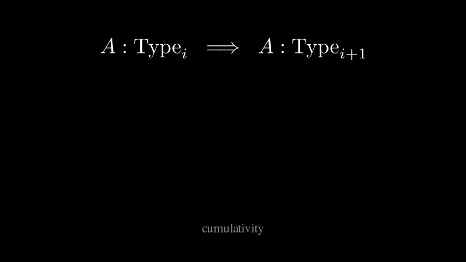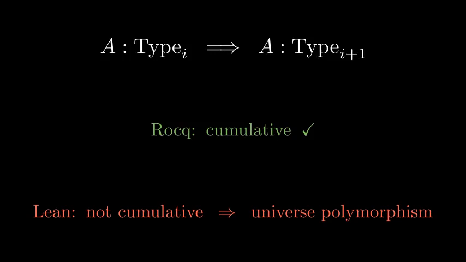One way to keep the tower workable is cumulativity. A type at level i is automatically a type at every higher floor. Rocq takes this route, so you can usually forget the level. Lean does not. Each type sits at exactly one floor, and the next idea, universe polymorphism, is how Lean keeps the tower workable instead.